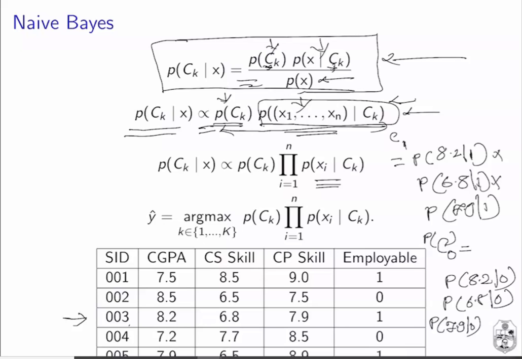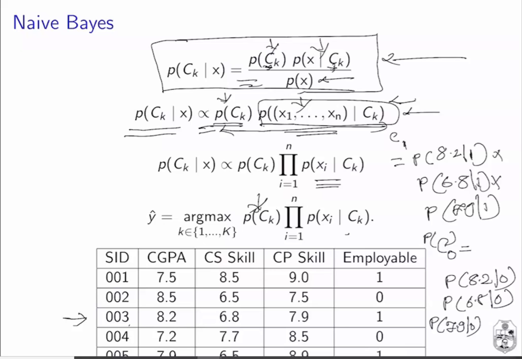And when you multiply this product with the a priori probability, you will get two different probability values in case of binary classification. In case of multiple classification, you will get as many probability values as there are class labels.